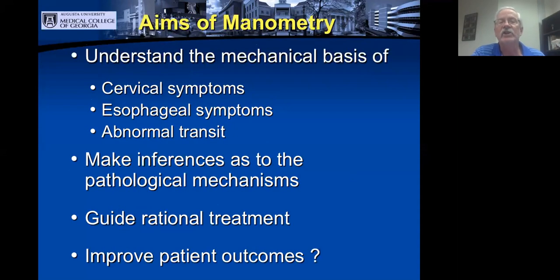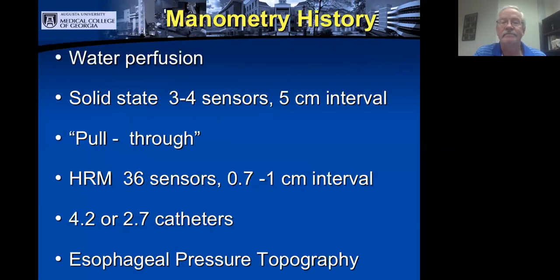The aims of manometry in general: it was initially devised to better understand the physiology of the pharynx and esophagus, to explain cervical and esophageal symptoms, and to make more sense out of abnormal bolus transit. By using manometry, it was hoped that we could understand the pathophysiology of what was going on so we could have better targeted treatment. If we could specifically determine the problem in the esophagus and pharynx, perhaps a targeted diagnosis could lead to more targeted treatments and hopefully improve patient outcomes.